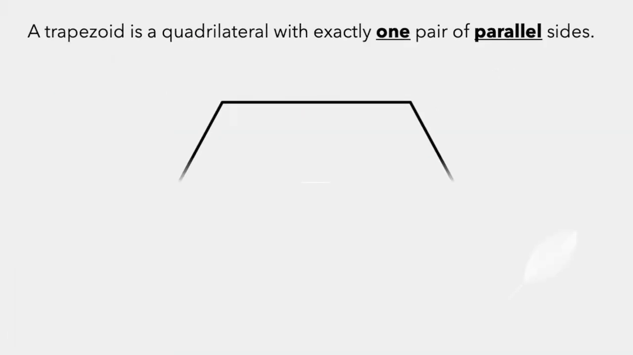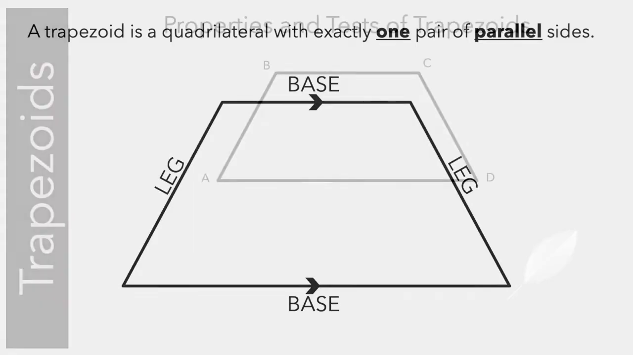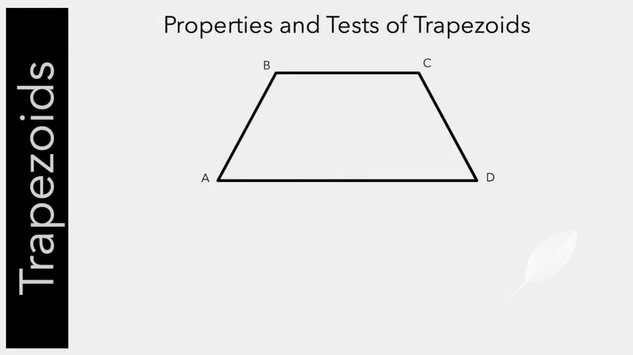Here we go. A trapezoid is a quadrilateral with exactly one pair of parallel sides. Those parallel sides are both called bases, not just the bottom one. And the not parallel sides are called legs. So here we have trapezoid ABCD.